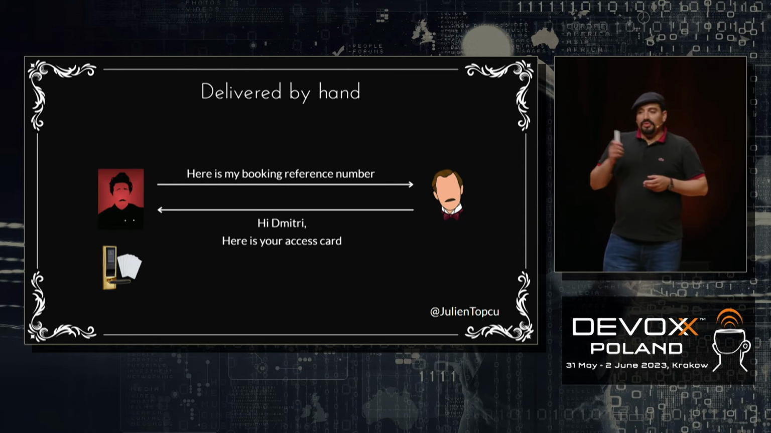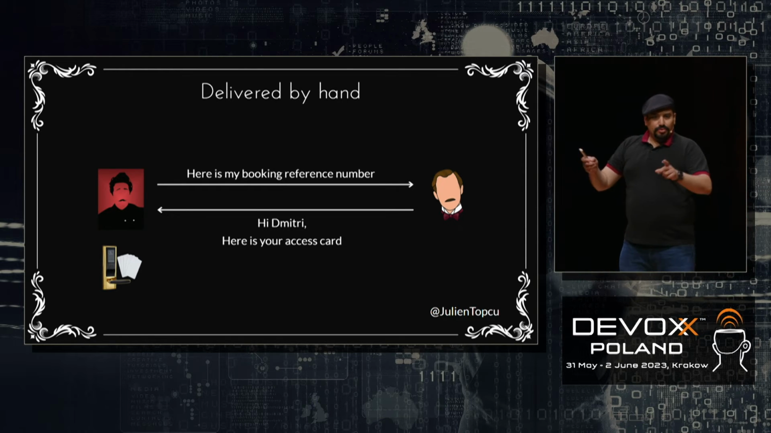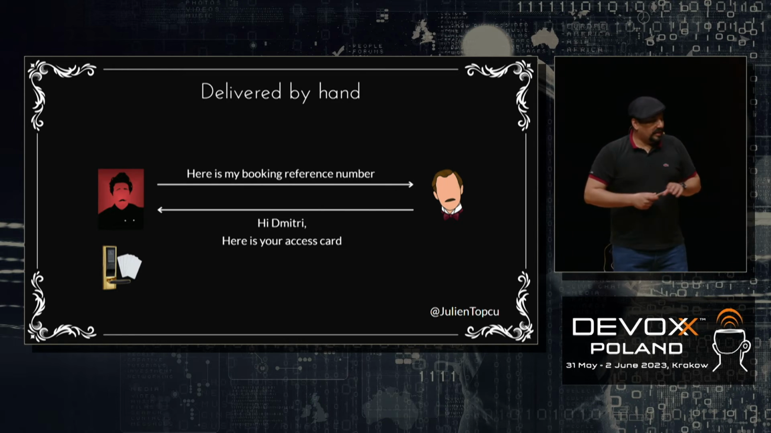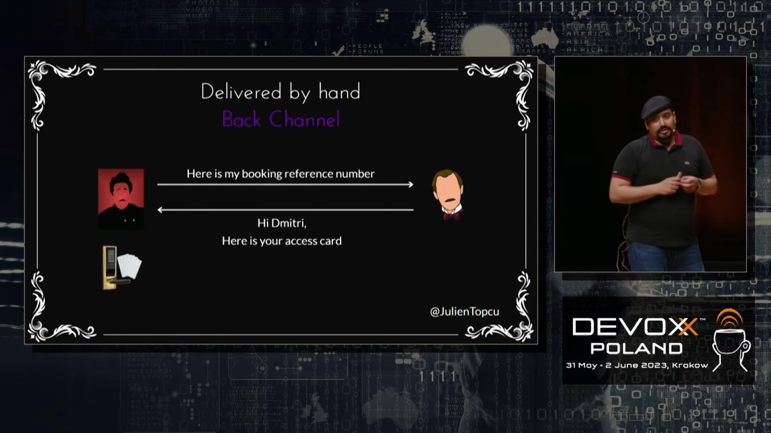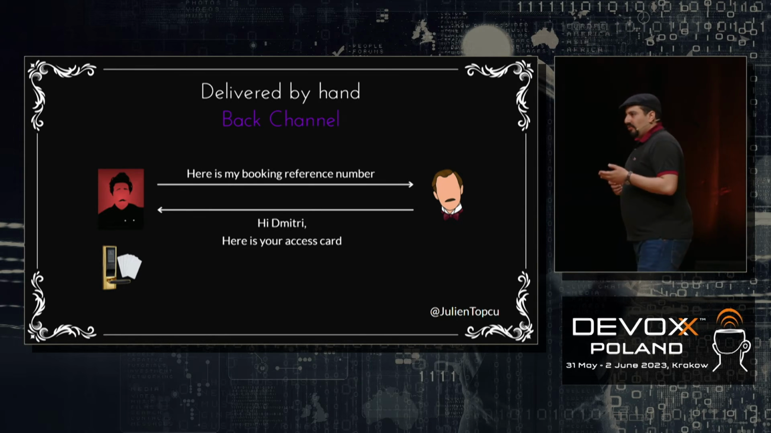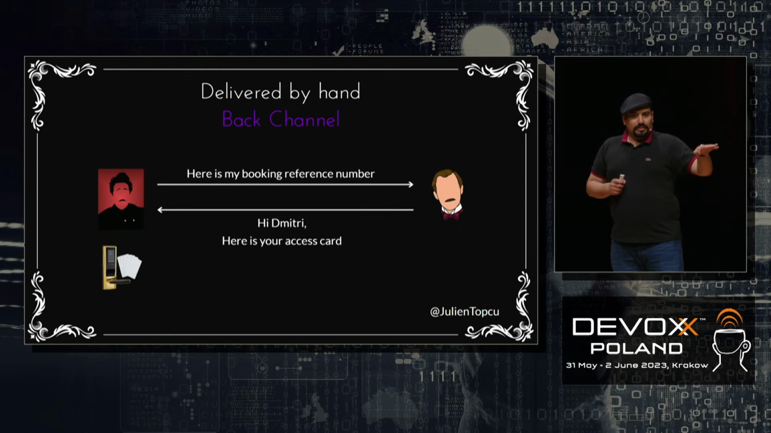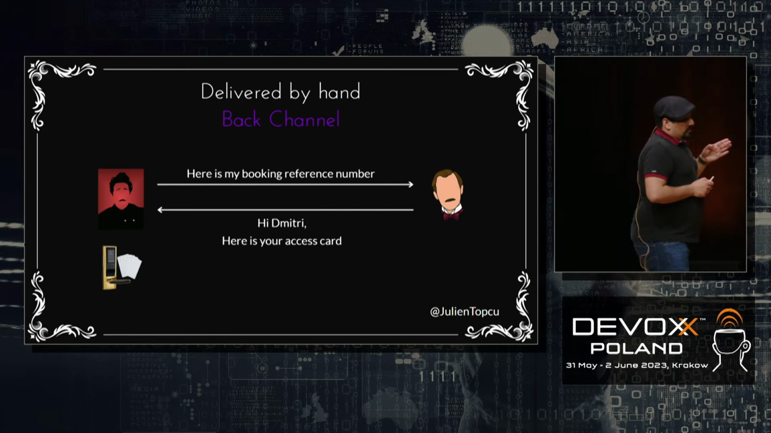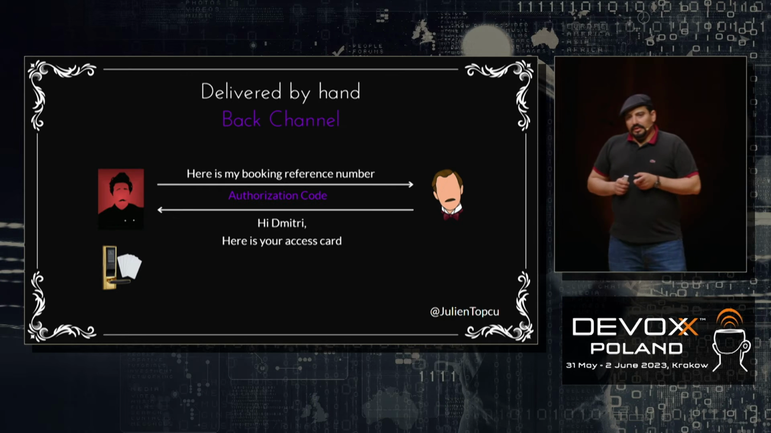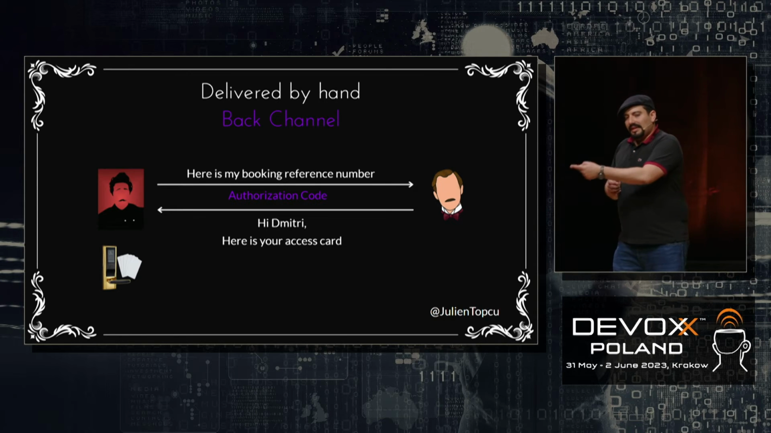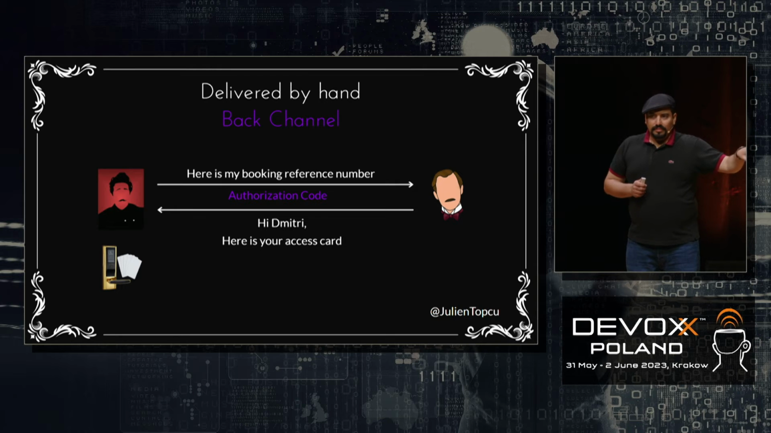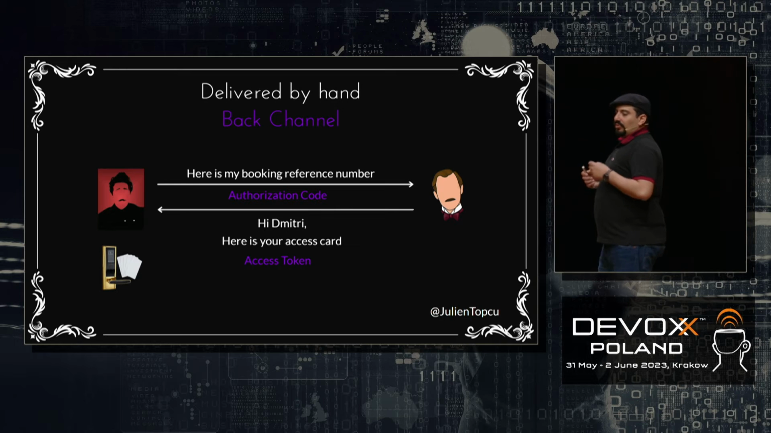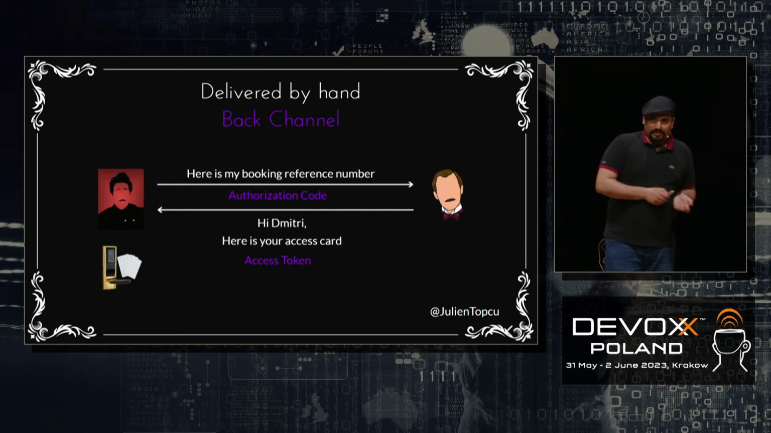And when the receptionist gives you the access card, he's quite sure that this is you who has the card in hand, right? And no one intercepted it during the process. So that's why delivering something by hand here is a back channel. A back channel is a communication channel where you're sure your recipient received your information, and no one intercepted it. OK. So the booking reference number is still the authorization code, but it cannot be used to directly have the access, because this is exchanged on the front channel. And the access card here is what we call the access token, which is the real thing that will help you to retrieve the resources.